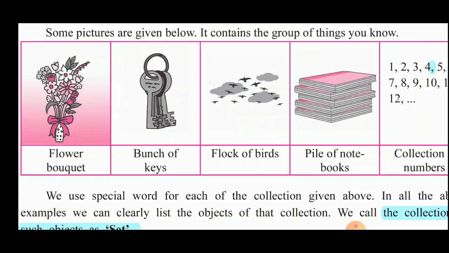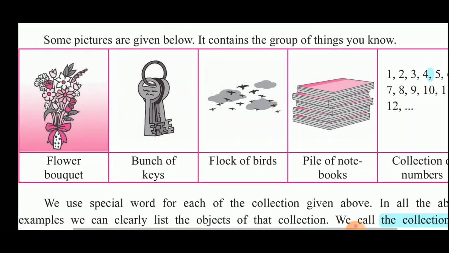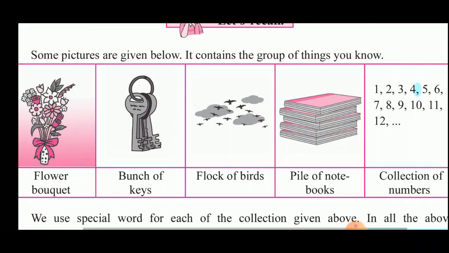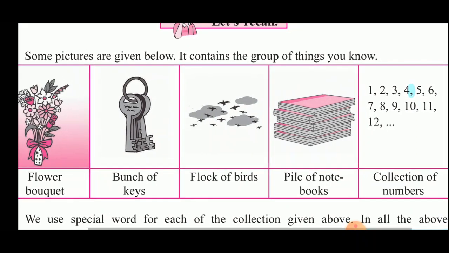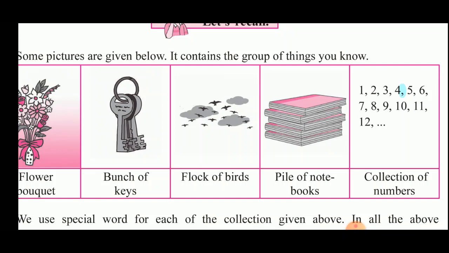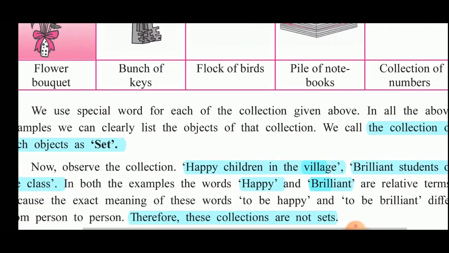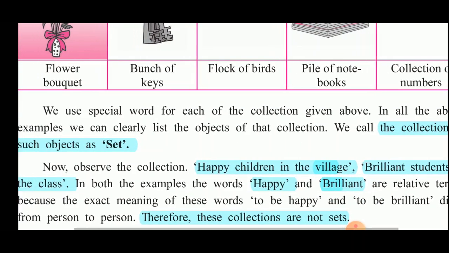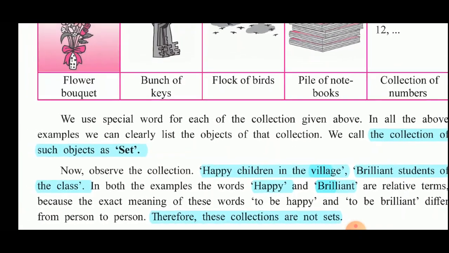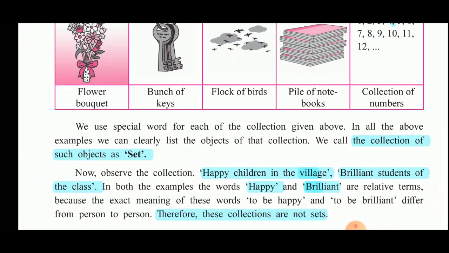So, the flower bouquet is a set of flowers. Bunch of keys is the set of keys. Then the flock of birds is the set of birds. Pile of notebooks is the set of notebooks, and the numbers 1, 2, 3, 4, 5 and so on are the collection, the set of numbers. So a set is defined as the collection of such objects.